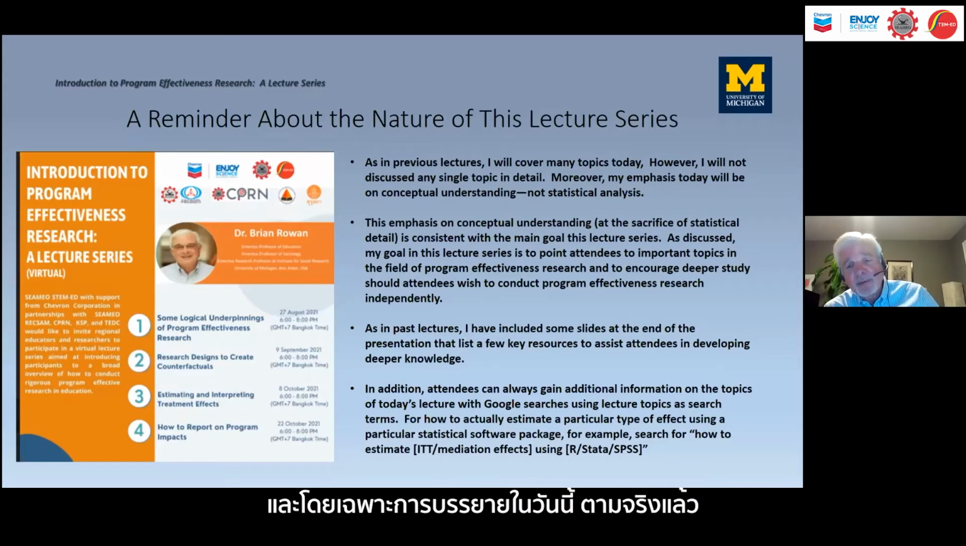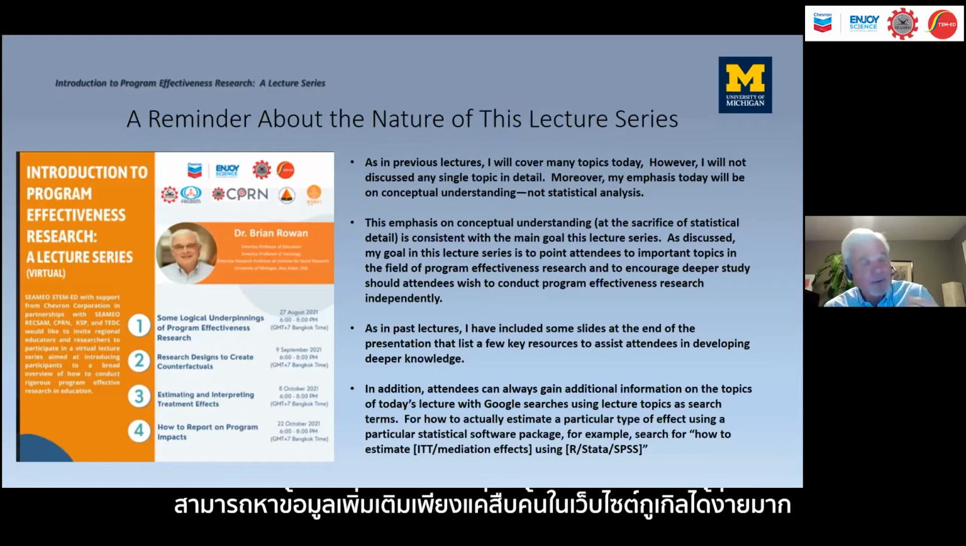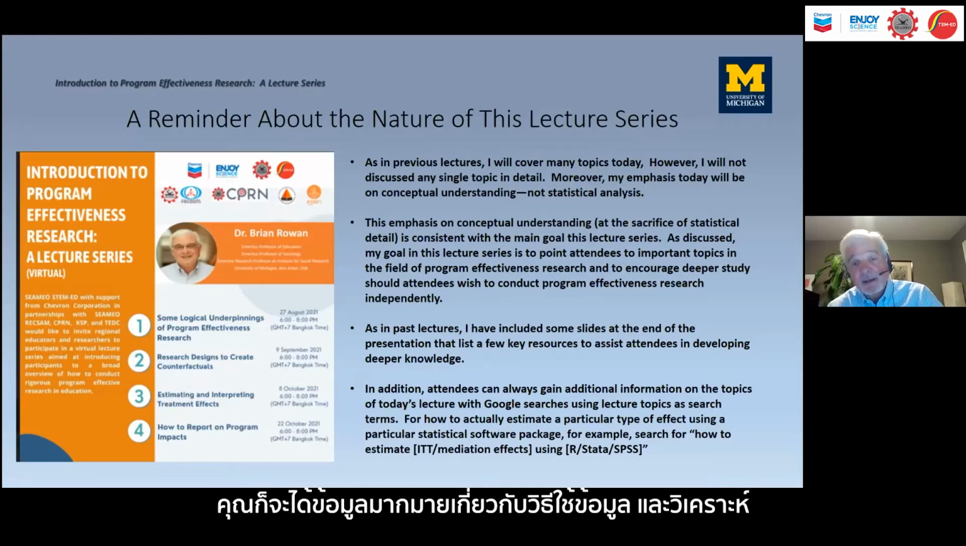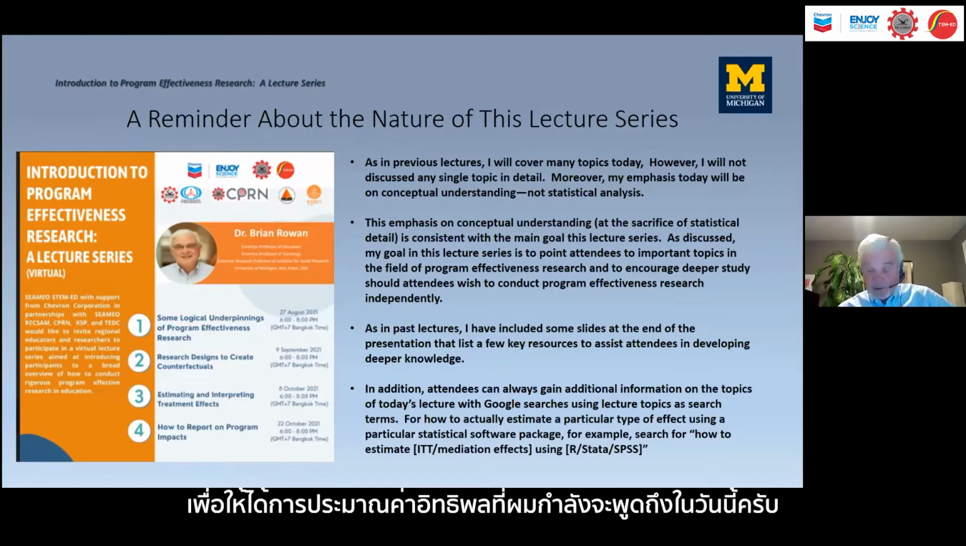And today's lecture in particular is fairly amenable to getting further information through simple Google searches. So for example, I'm going to talk about effects that have common names like the ITT effect or mediation effects. And if you just do a Google search, how to estimate an ITT effect using, and then plug in your favorite statistical software program, you'll turn up a lot of information about how to use data and analyze it to get the effect estimates that I'm talking about today.